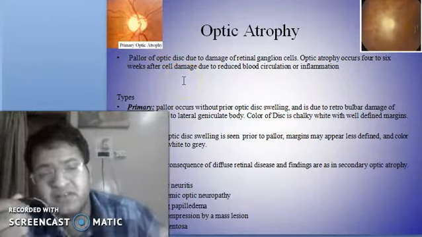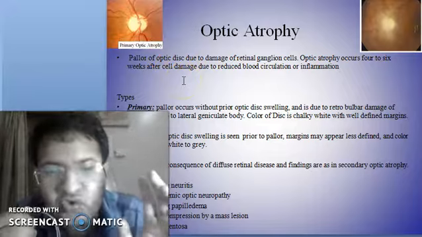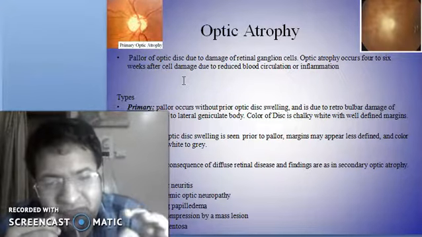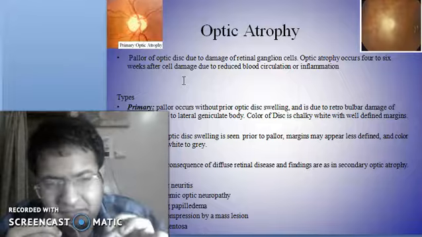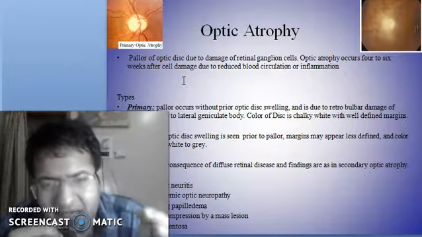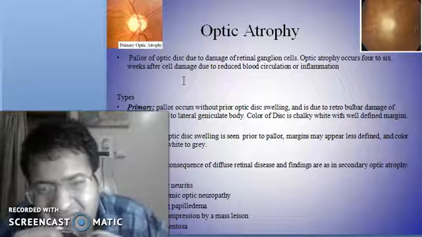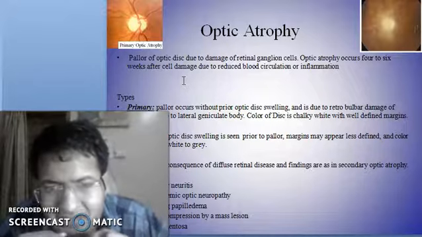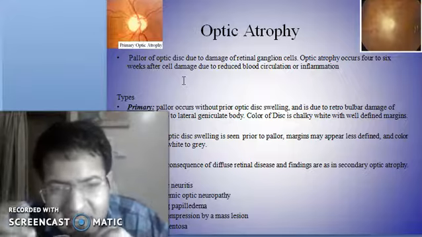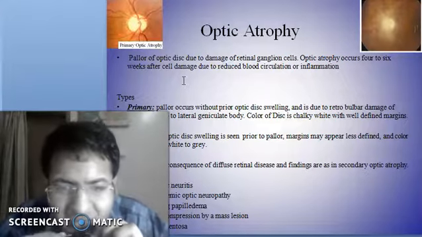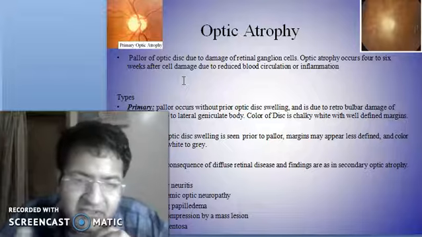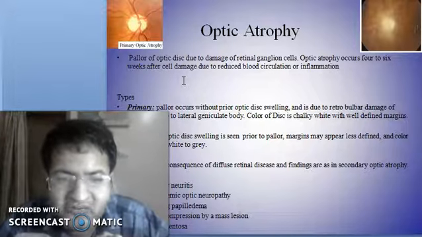Next, the third variety is the consecutive optic atrophy. What is that? It is a consequence of diffuse retinal disease. Any diffuse retinal disease affecting the retina, and the findings are as in secondary optic atrophy, that is, there is a swelling of the disc prior to the pallor, margins are less defined, and the color of the disc appears dirty white to grey. What are the various examples in which the consecutive optic atrophy is seen?